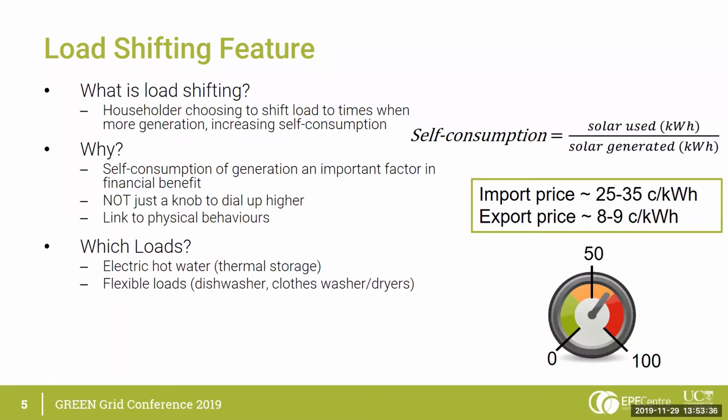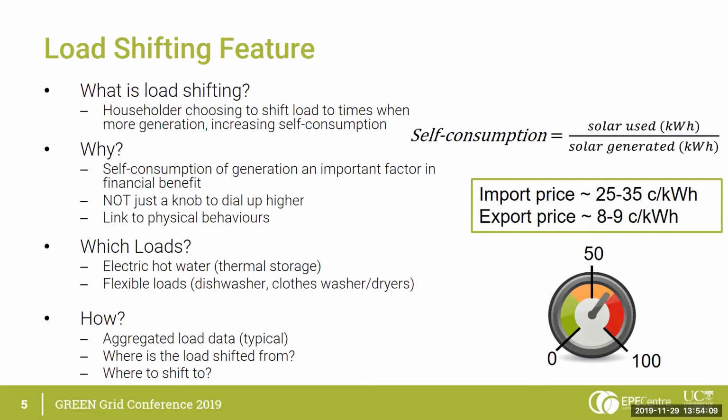So which loads do you want to load shift? Well, electric hot water is a really good load to look at. We've got this big thermal storage. And you really can shift when you want to heat that without having too much impact on your daily life. So this is a really great one to shift. With other loads, there's always a lot more dissension about which loads are good, but the loads we were asked to look at were the dishwasher and clothes washers and dryers. So those were the sort of more flexible loads that we were asked to look at.